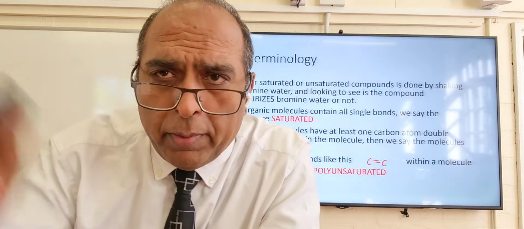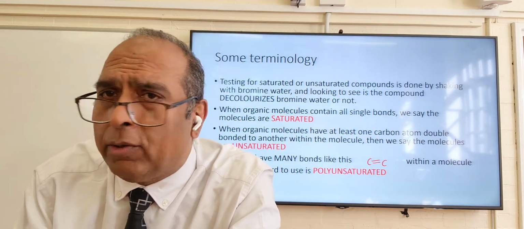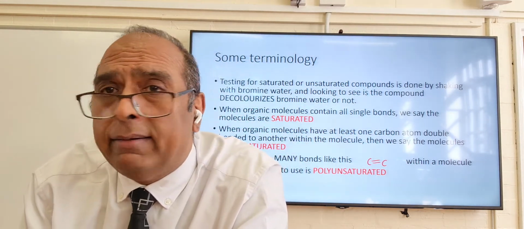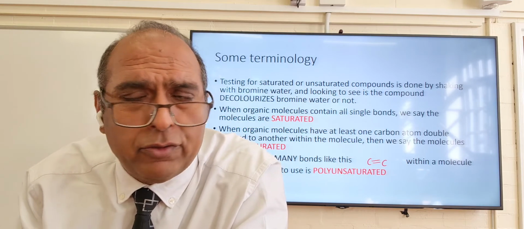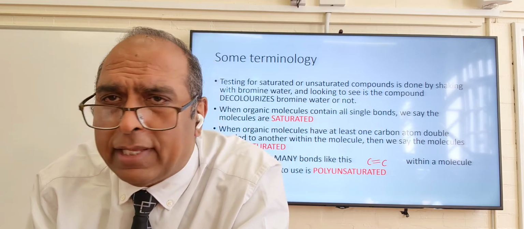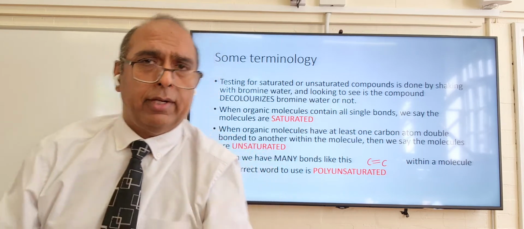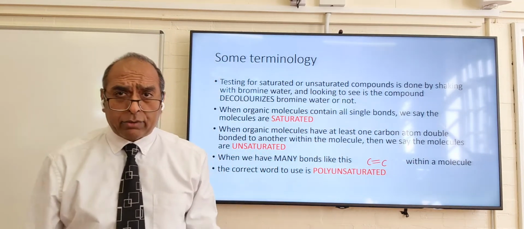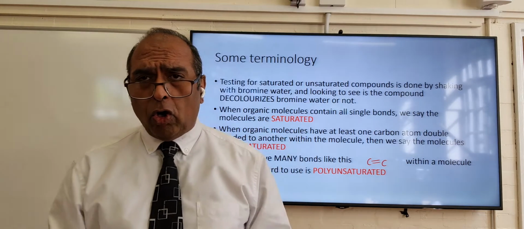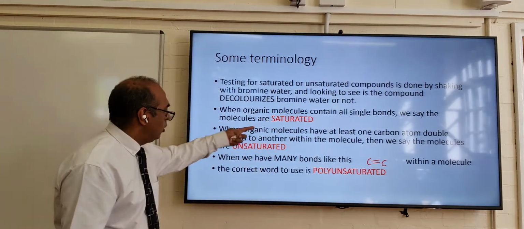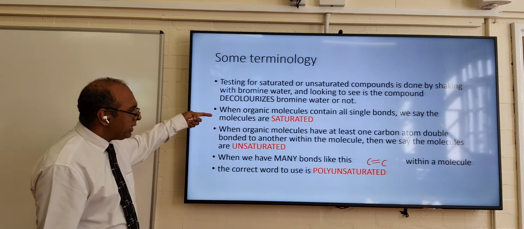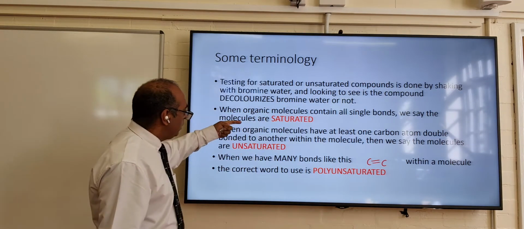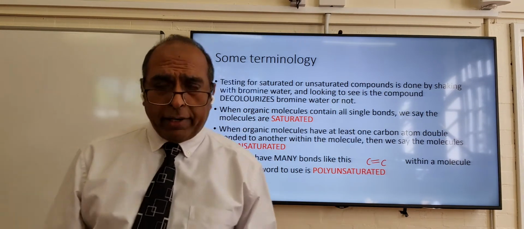If you shake it up with bromine water and it doesn't change the colour of bromine water at all, then it can't have a double bond, can it? It's the double bonds that do the reaction. If there's no double bonds, then there's no reaction. And we call those compounds that have all bonds being single bonds, we call them saturated. So organic molecules containing all single bonds, we say they are saturated.